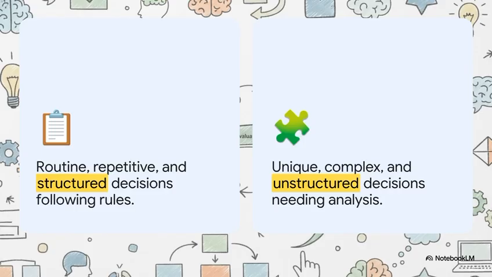First up, we've got program decisions. These are your routine, repetitive, highly structured tasks. Think of processing the weekly payroll, approving standard vacation requests, or just reordering printer ink. You definitely don't need a massive strategy session for these. You just follow the established rules and move on.